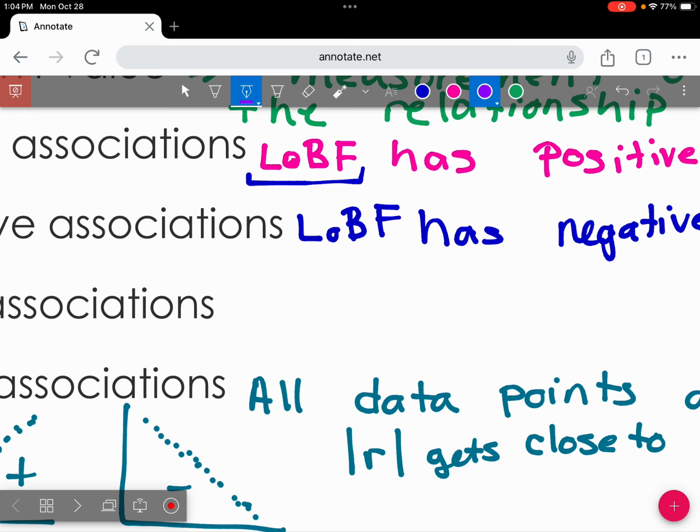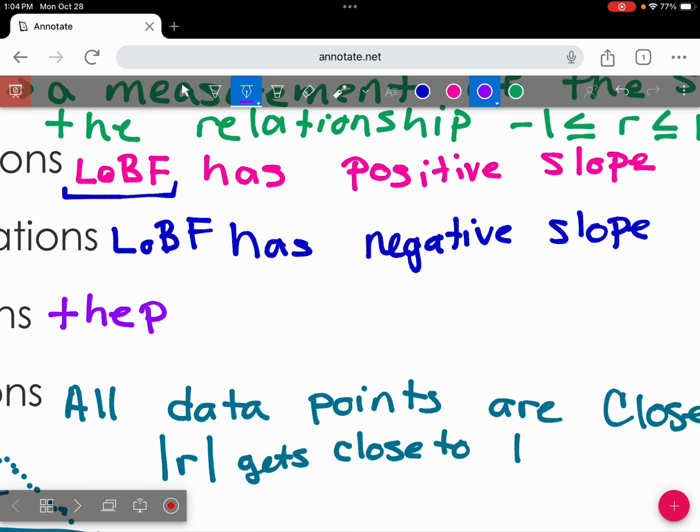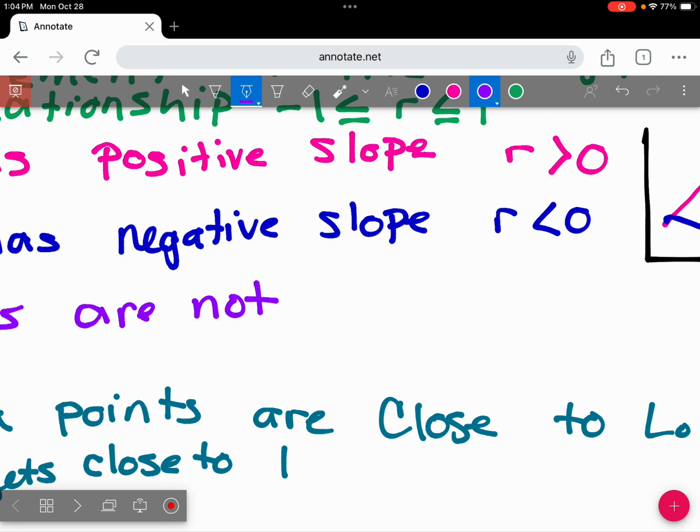And we kind of get a vibe of a line. Like, there's a line, but we just get the vibe of a line of best fit. So with weak associations, the points are not all that close to the line.